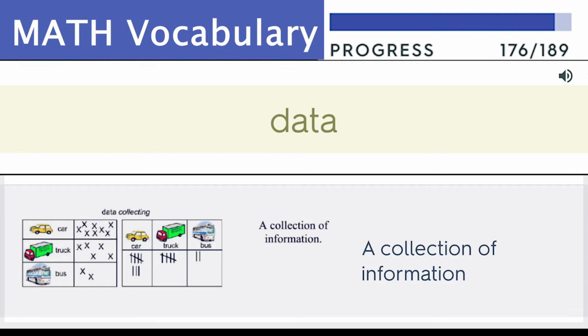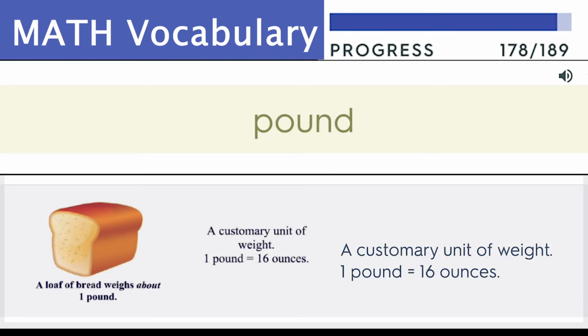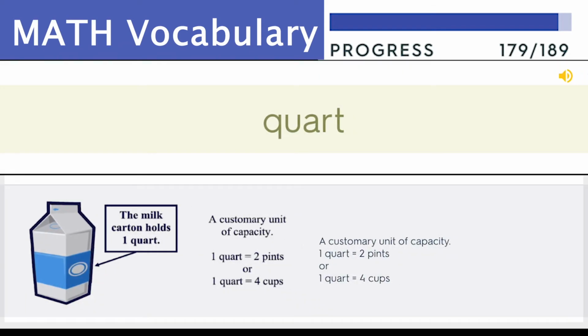Data. A collection of information. Cubic unit. A unit such as a cubic meter to measure volume or capacity. Pound. A customary unit of weight. 1 pound equals 16 ounces. Quart. A customary unit of capacity. 1 quart equals 2 pints, or 1 quart equals 4 cups.